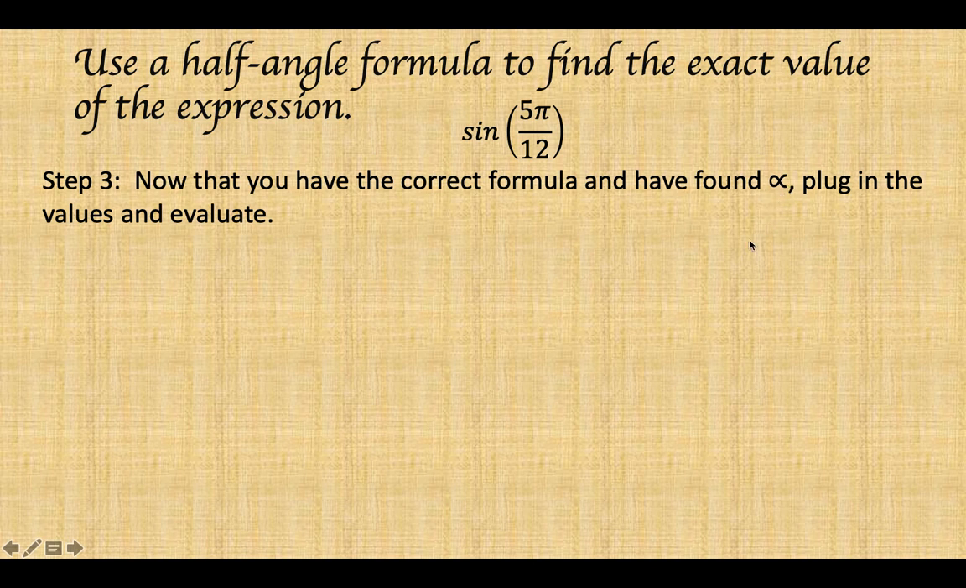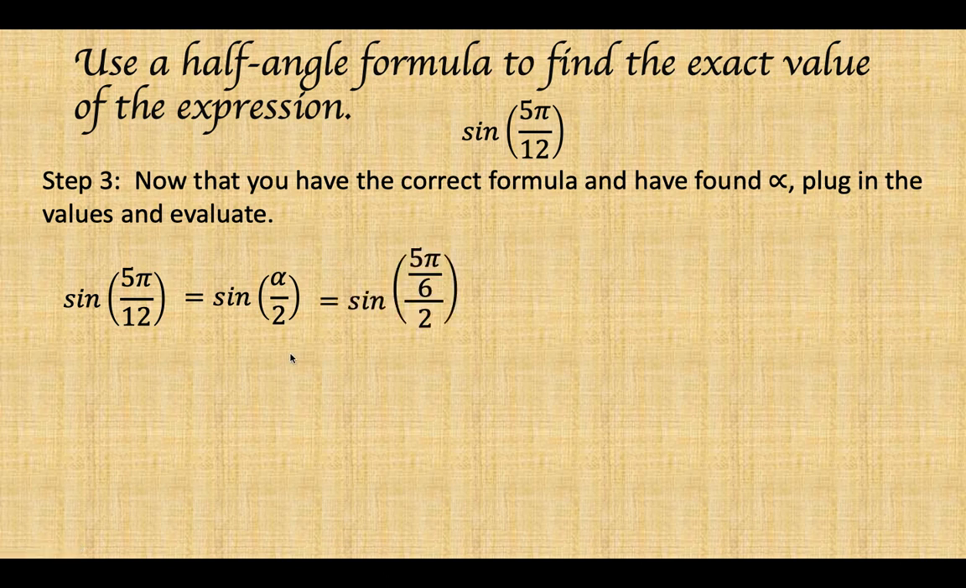We're going to plug in the values and evaluate. All right. So we're going to plug in whatever alpha was. So we had sine of 5 pi over 12. It equals sine of some alpha over 2. We know that that is 5 pi over 6, right? And if this were in degrees, it'd probably be a little bit of an easier process. You'd be able to see it a little bit easier. So now we're just going to plug it into the formula. The formula was the square root of 1 minus cosine of alpha all over 2. Alpha is 5 pi over 6.